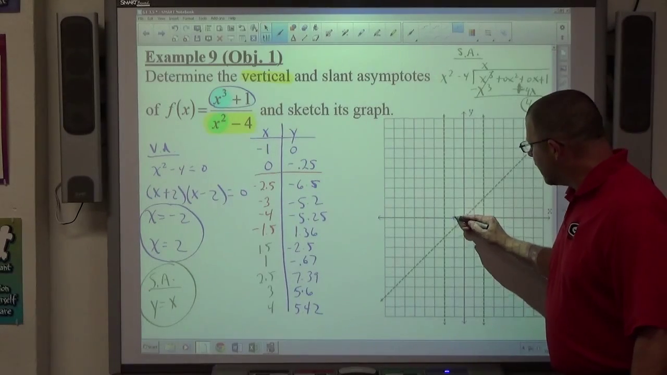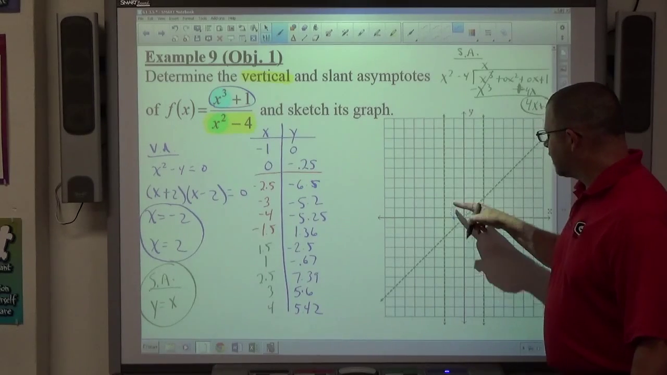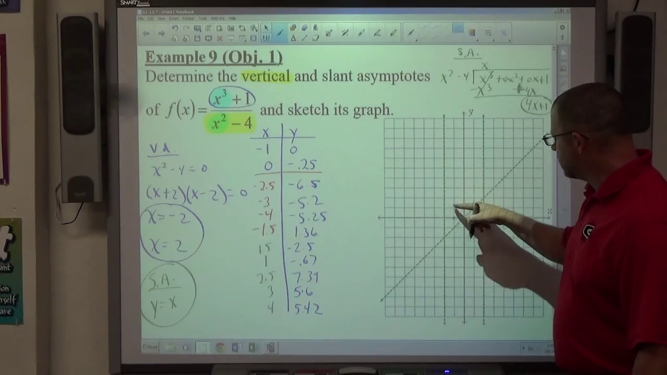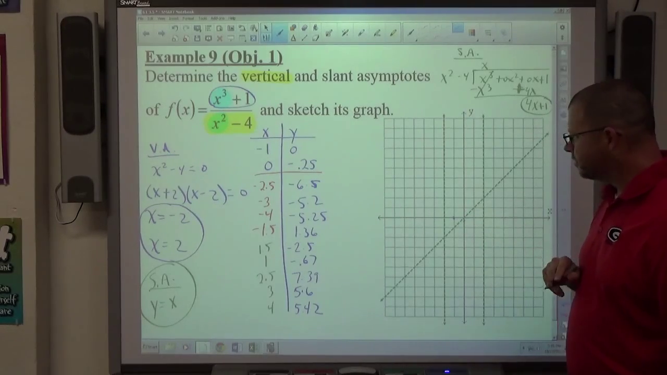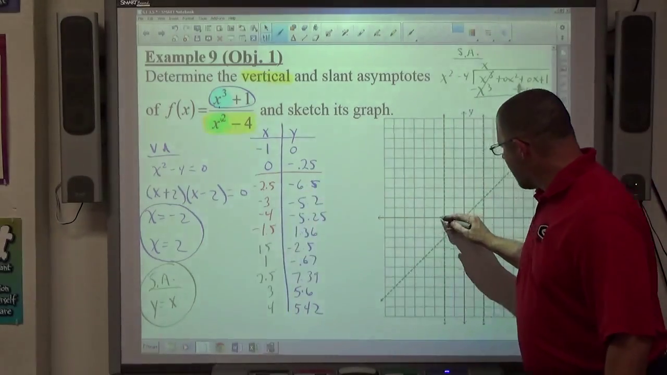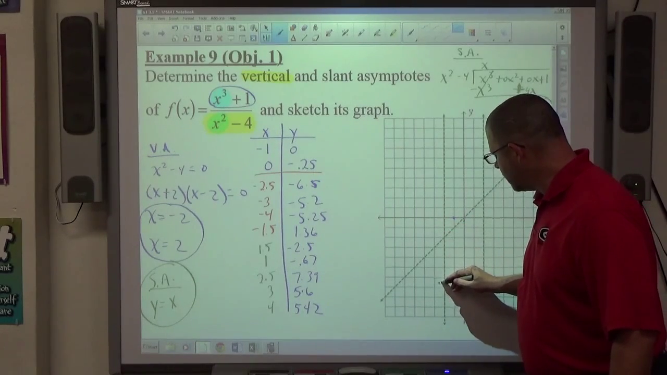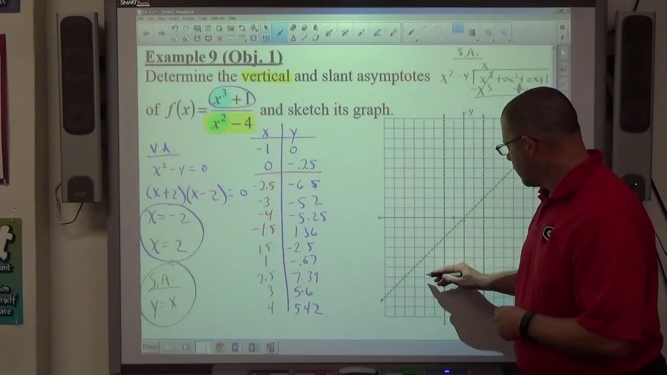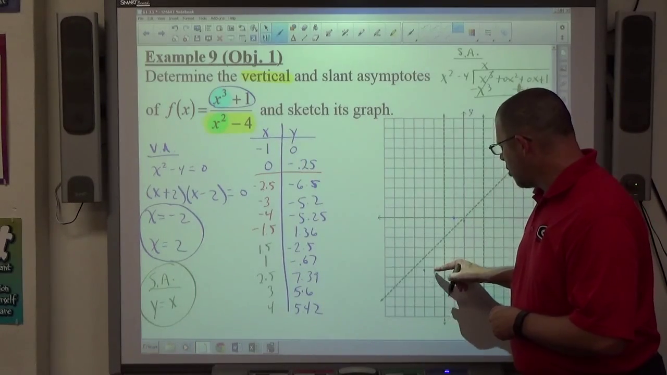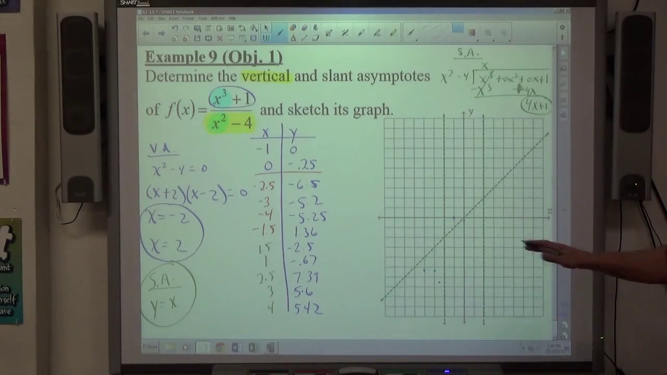-1, 0 goes right there. 0, -0.25 would be just below. And you can see that it's continuous from here to here. So I can see that the slant asymptote is going to get crossed somewhere in that area. -2.5, -6.5 would be right about here. -3, -5.2 is about here. -4, -5.25. Those are almost horizontally positioned from one another, so we might need to get more information about that area down there.